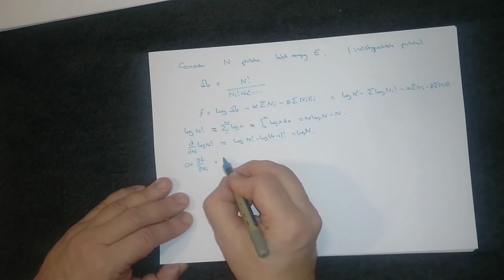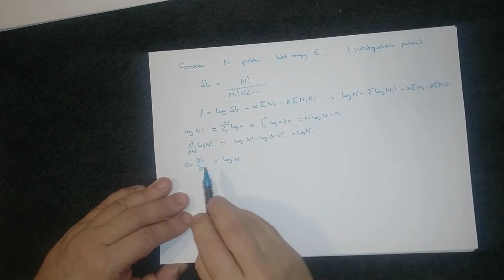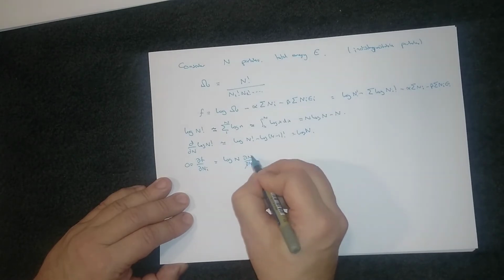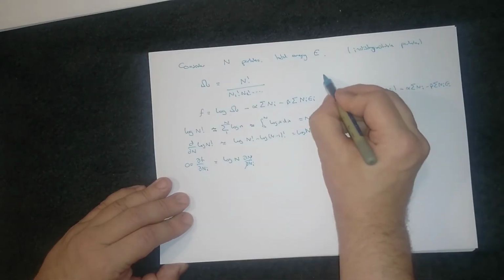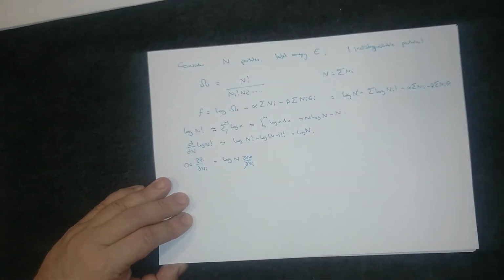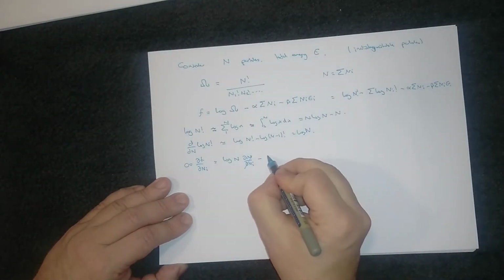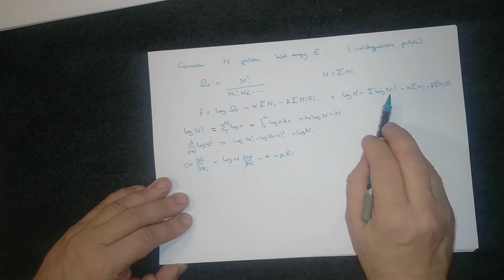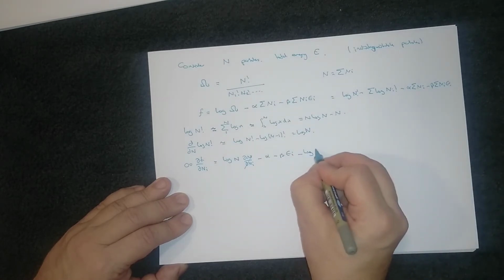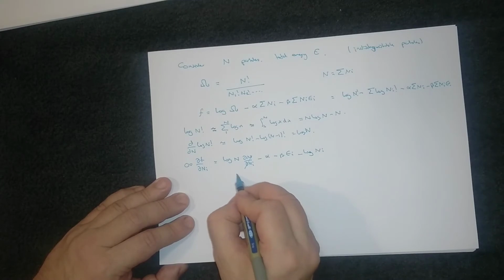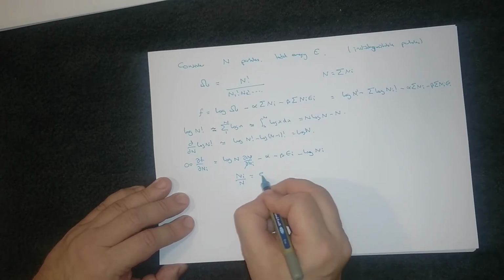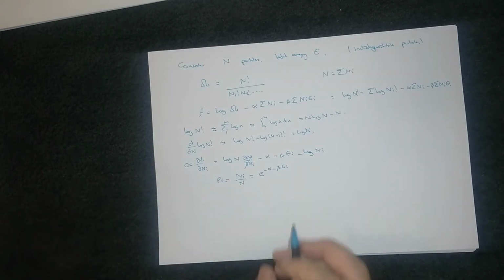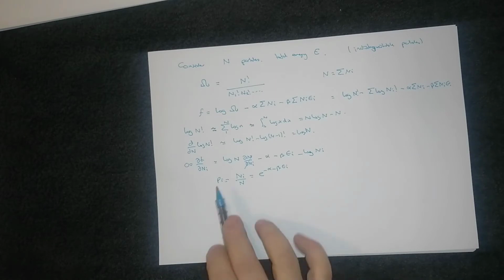So that term gives me log n times dn by dni, but that's just 1 because n is the sum of the ni, minus alpha minus beta ei. Oh, and I've forgotten this term here, minus log ni. Okay, well I can rearrange that and give ni over n is e to the minus alpha minus beta ei. We call that pi. That's the probability that a particular particle is in the state i.